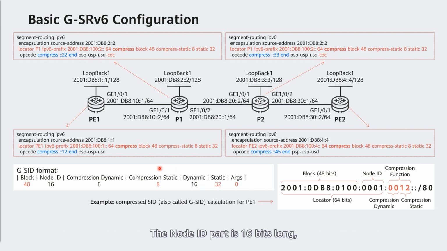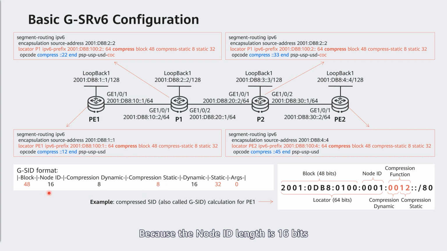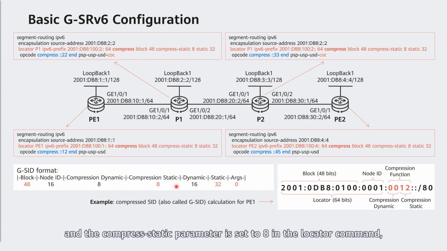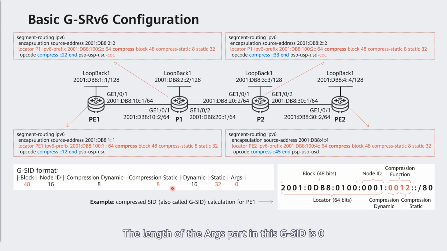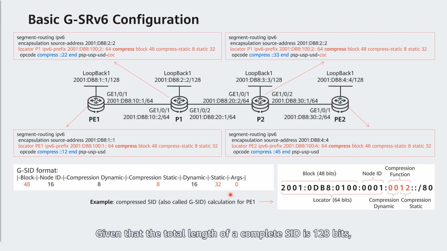The node ID part is 16 bits long, which is obtained by subtracting the block length of 48 bits from the locator length of 64 bits. In 32-bit compression scenarios, the total length of the node ID and compression function parts is 32 bits. Because the node ID length is 16 bits and the compress static parameter is set to 8 in the locator command, the length of the compression dynamic part is 8 bits. The length of the args part in this GSID is 0 due to the args parameter not being configured in the locator command. Given that the total length of a complete SID is 128 bits, the remaining 16 bits are used for the dynamic part.